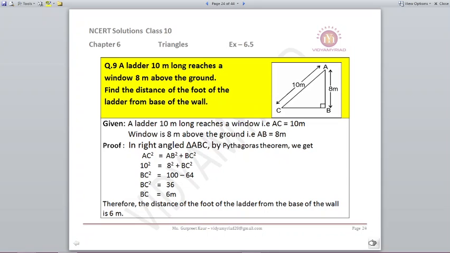Question number 9. A ladder 10 meter long reaches a window 8 meter above the ground. Find the distance of the foot of the ladder from the base of the wall. Now let us see the figure.